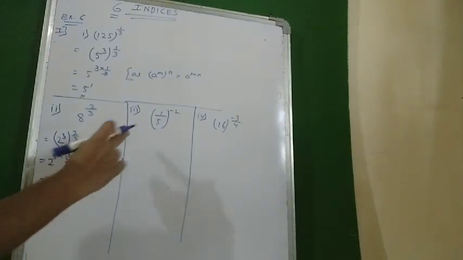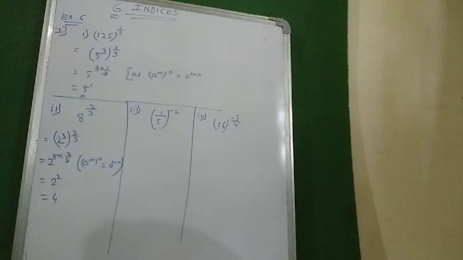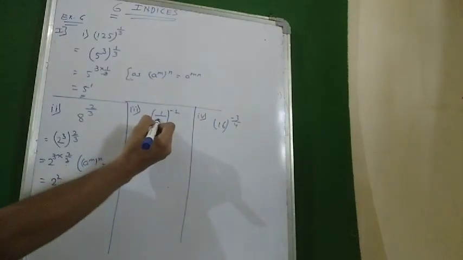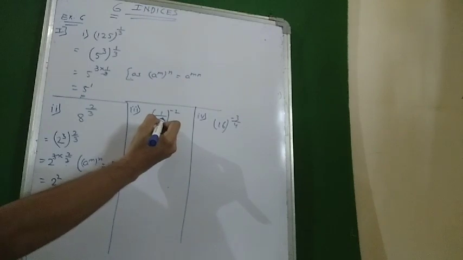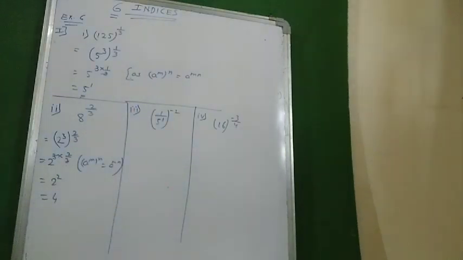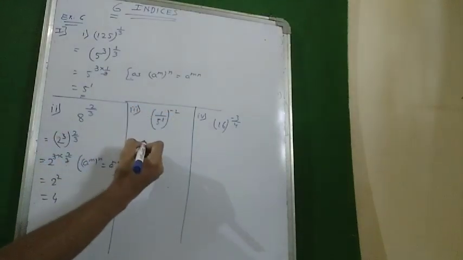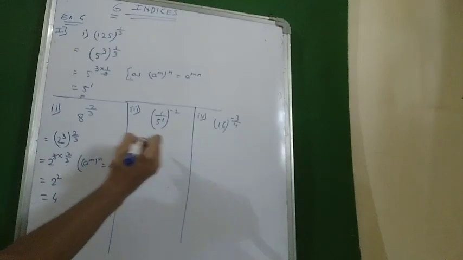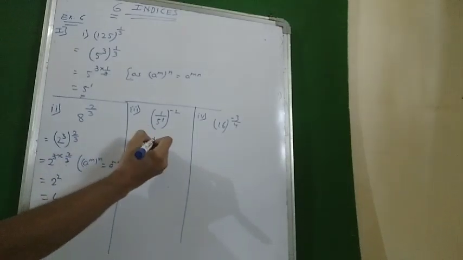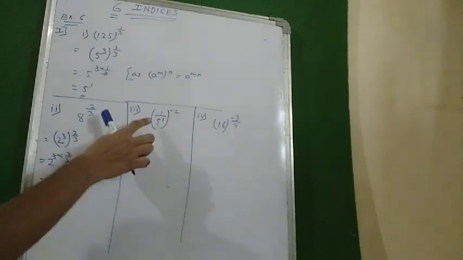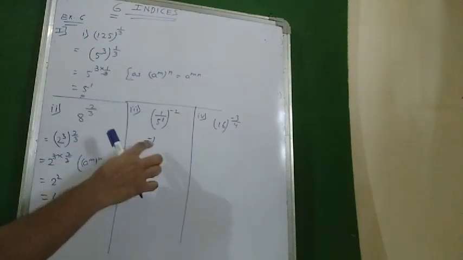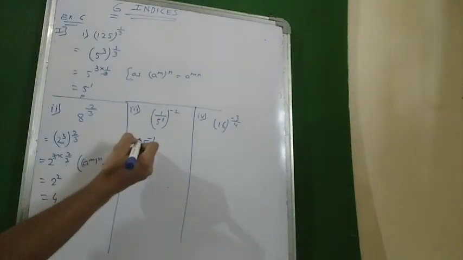Now we'll see the third sum. What is there in the third sum? 1 upon 5 raised to minus 2. See, here the index of 5 is nothing but 1. If there is nothing in the index, you can say the index is 1. If we have 1 upon 5 raised to 1, this can be written as 5 raised to minus 1. You have seen the laws of indices, right? So anything there in the denominator, if it goes to the numerator, we have a minus sign with the index.